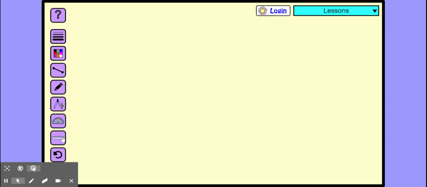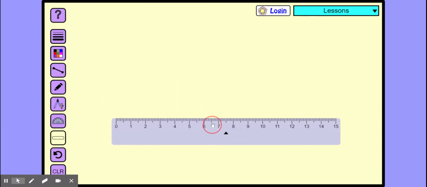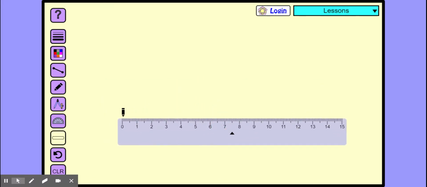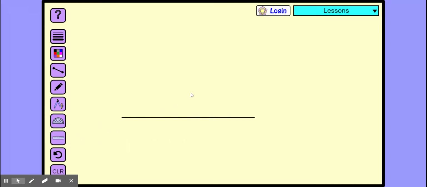Okay, we are going to learn how to draw the perpendicular bisector of a given line. So for that, supposing this is a line that is given, and we need to draw a bisector which is perpendicular to this line. And a bisector is a line that will divide this given line into two equal halves, right?